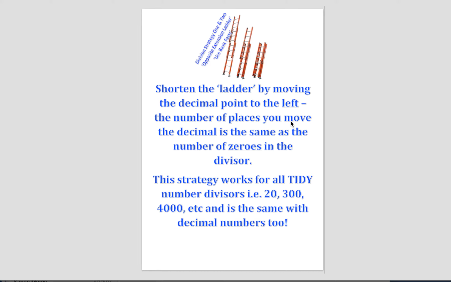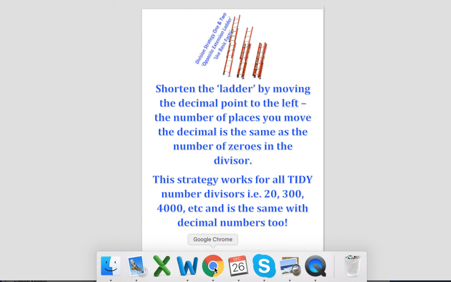This is the division strategy 1 and 2, the opposite extension ladder. This is where you shorten the ladder by moving the decimal point to the left. It's the opposite of the multiplication extension ladder. The number of places you move the decimal to the left is the same as the number of zeros in the divisor. This strategy works for all tidy number divisors. Also works with decimal numbers too, and that's what we're going to be looking at here.